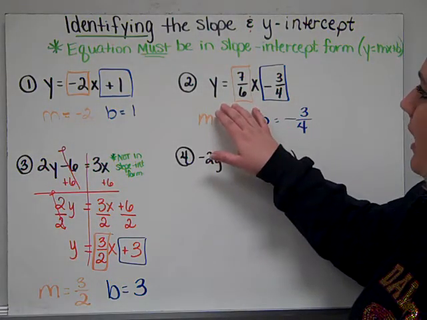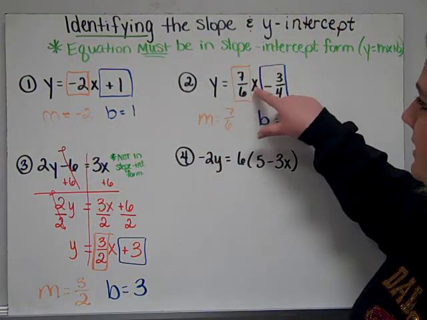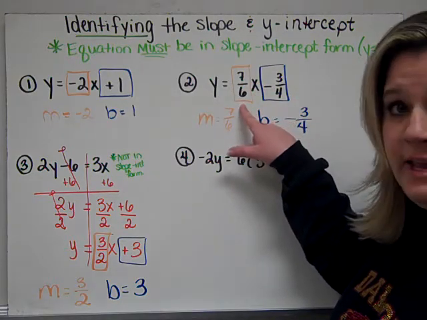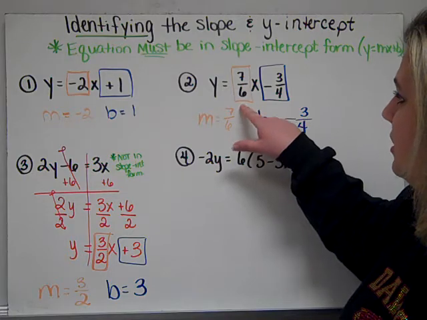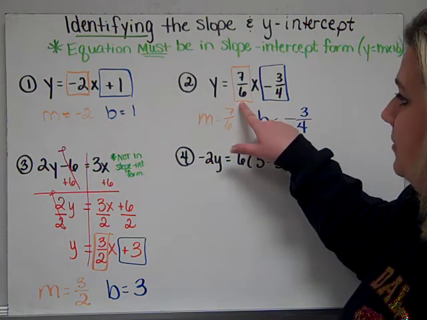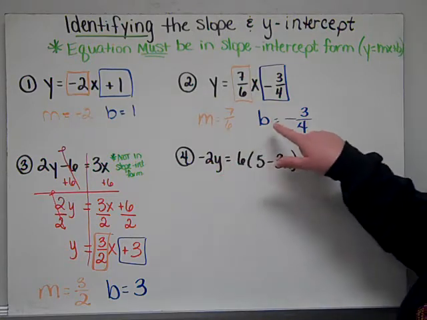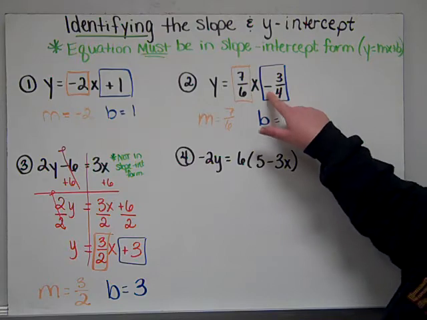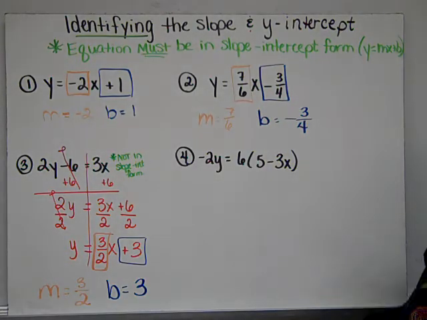Number 2, y equals 7/6 of x minus 3/4. And again, here's your coefficient. So the m always is going to play the role as the coefficient of the x term. So that's how you can identify your slope. So m is 7/6, and b, now here I have subtraction, so I know that my y-intercept is negative 3/4.